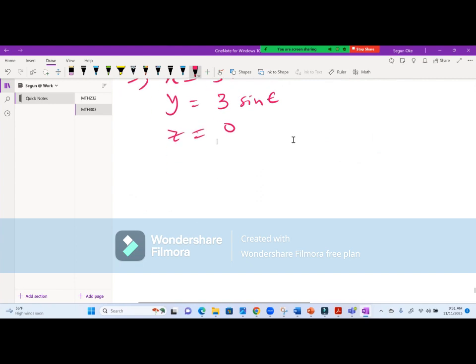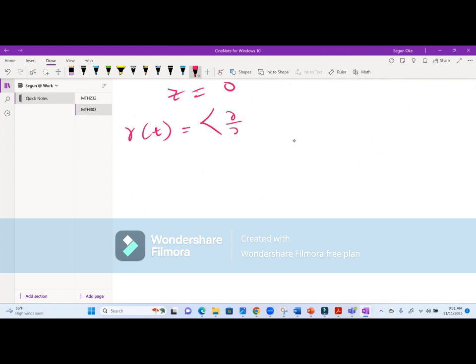I can take them one after the other. If I want to differentiate, I can say r of t is the same thing as the way we did the other time: dx, comma dy, comma dz. So what is dt? We know it, we can substitute it.